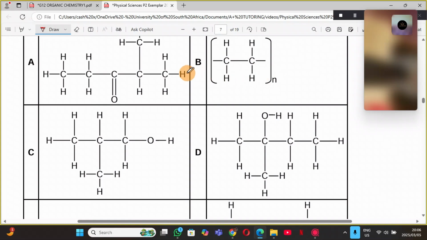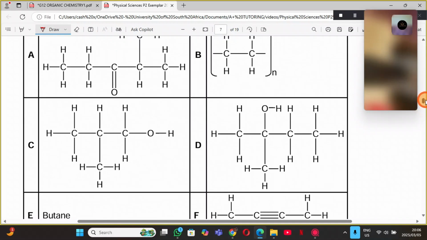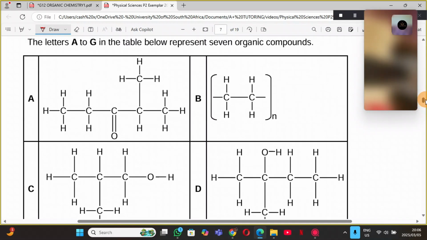Okay. Our next one is now this. Before we answer the question, I just want us to go through each and jot down what we can on each compound. For example, A. What's the functional group of A? No, it's not an aldehyde. The C=O is in the middle. There you go, it's a ketone.